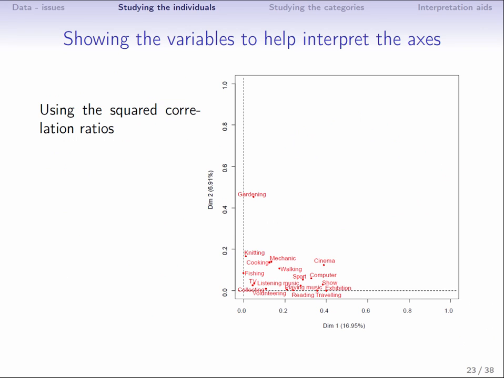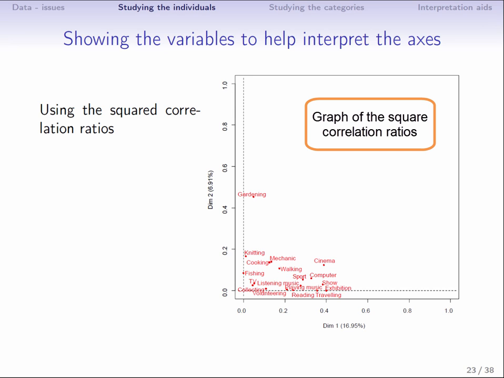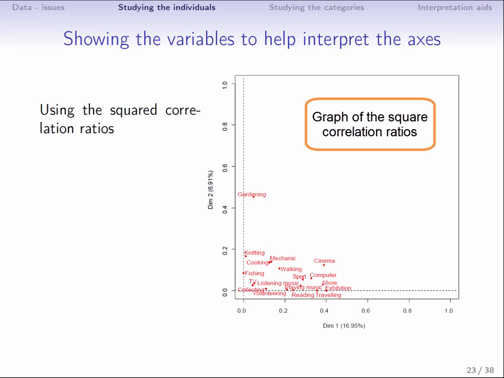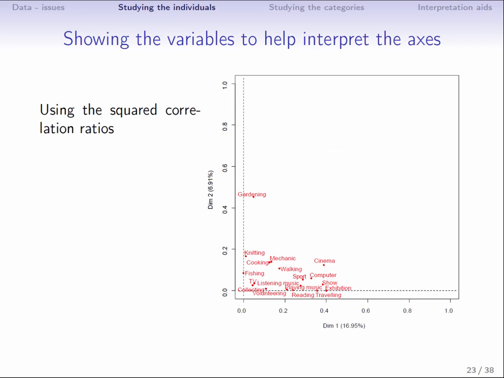So what we do is calculate the squares of the correlation ratios of each variable with the first and second dimensions, which then helps us to plot a graph showing the variables. Here, all the points are located in the 1 by 1 square with non-negative values. Note that on this graph, a variable with 3 or more categories could well have a coordinate of 1 in both the first and second dimensions. For the gardening variable, we place its point at 0.047 on the first dimension and 0.453 on the second.